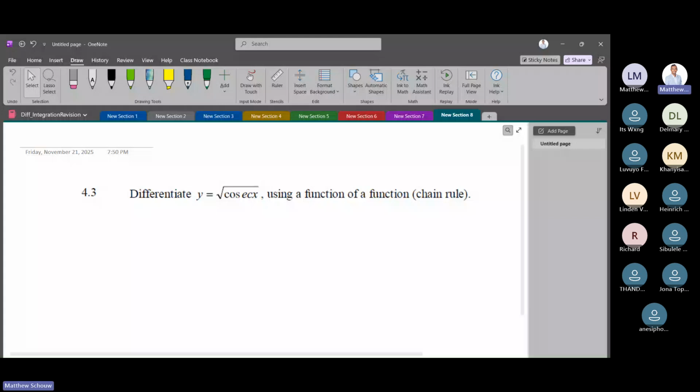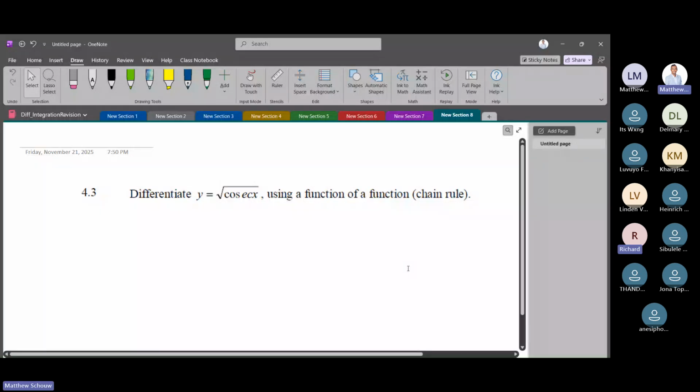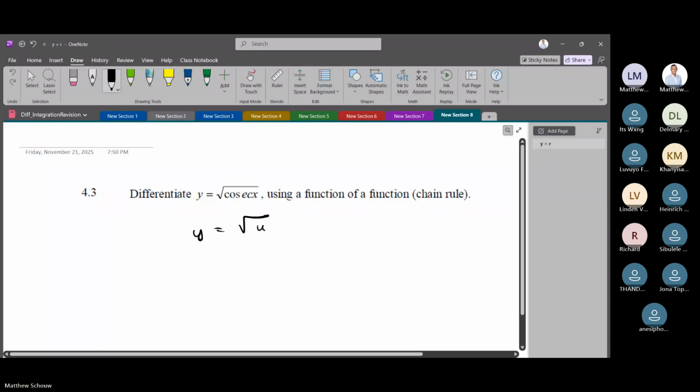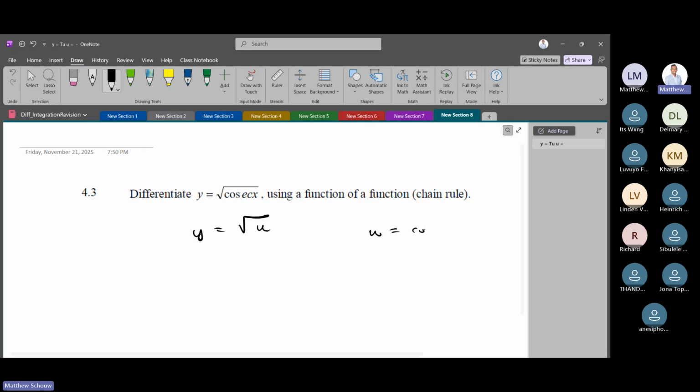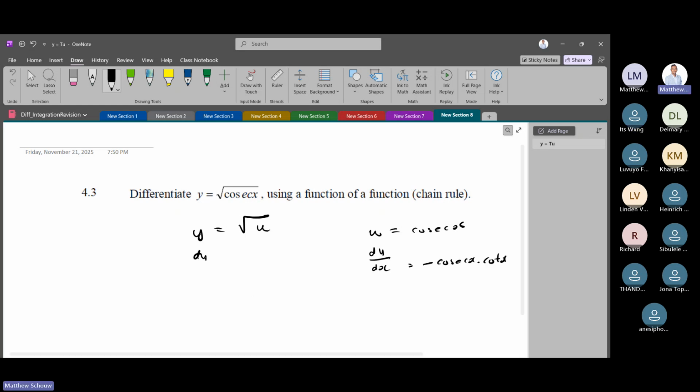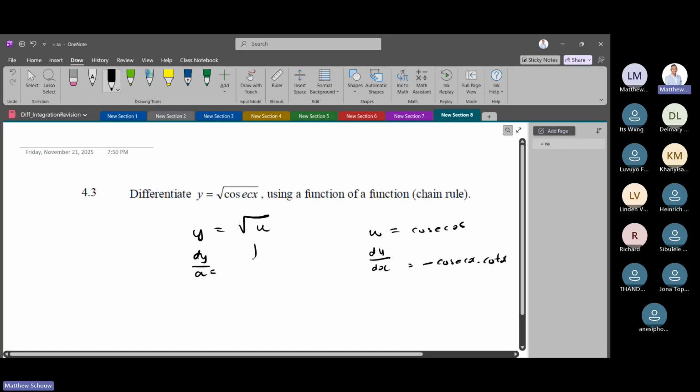Are you guys winning? I've got the answer. Okay, let me do it. y equals root of u. I'm going straight in. u equals cosec x. What's the derivative of cosec again? So du over dx is negative cosec x cot x. And dy du is 1 over 2 root u.